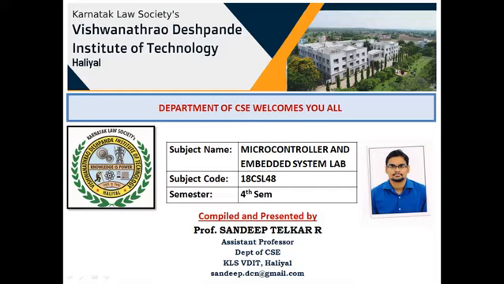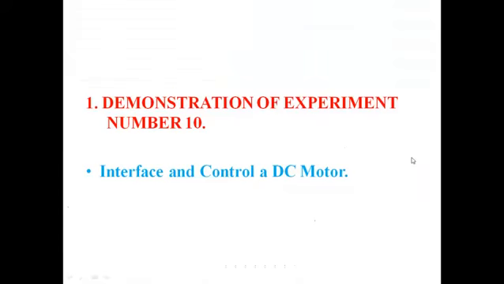Today I am going to discuss a subject, Microcontroller and Embedded System Lab, with subject code 18CSL48, fourth semester. In today's session, we will see the demonstration of experiment number 10. The problem statement of experiment number 10 is to interface and control a DC motor. So let us see the demonstration of the program.